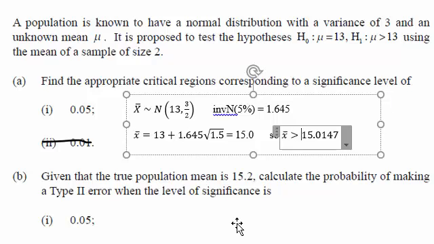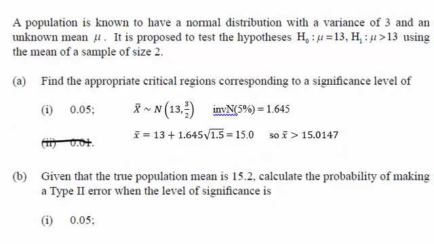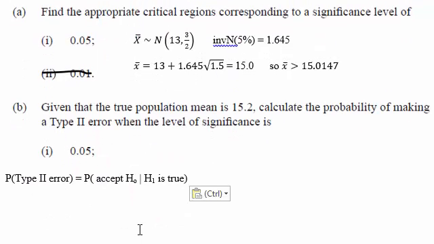Okay, so then we come on to the question saying, what is the probability of a type 2 error? So first of all, what is a type 2 error? Well, you've obviously got to learn this. That is when you accept H0 when H1 is true. So make sure you know that. Accept H0 when H1 is true.